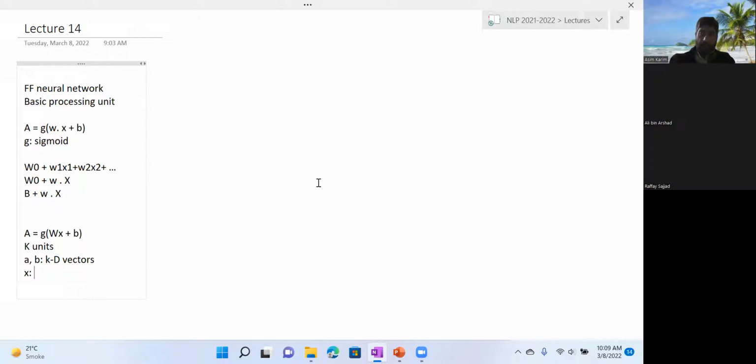So let's say X is an N-dimensional input vector, or activation vector, from the previous layer. And then we have our W, which is a weight matrix. So we have the output as a K times N matrix.